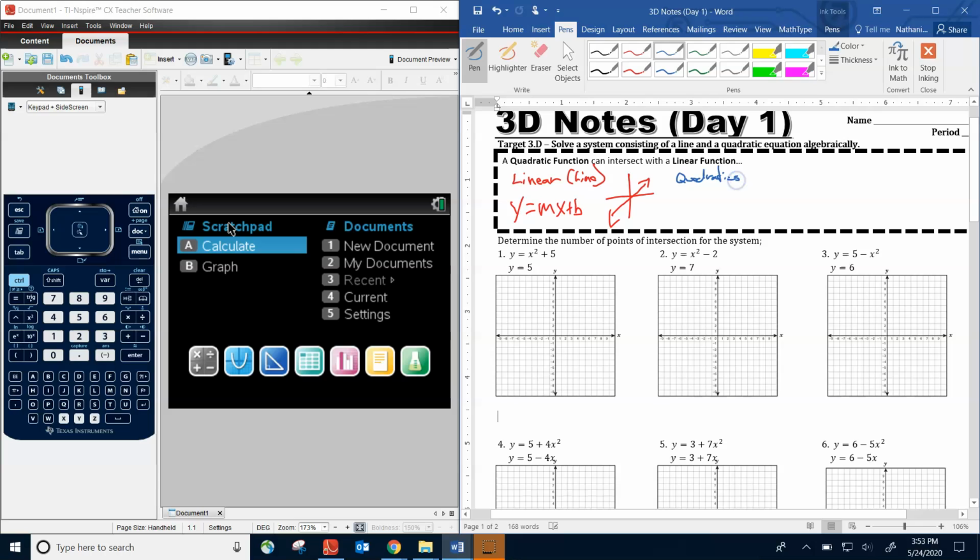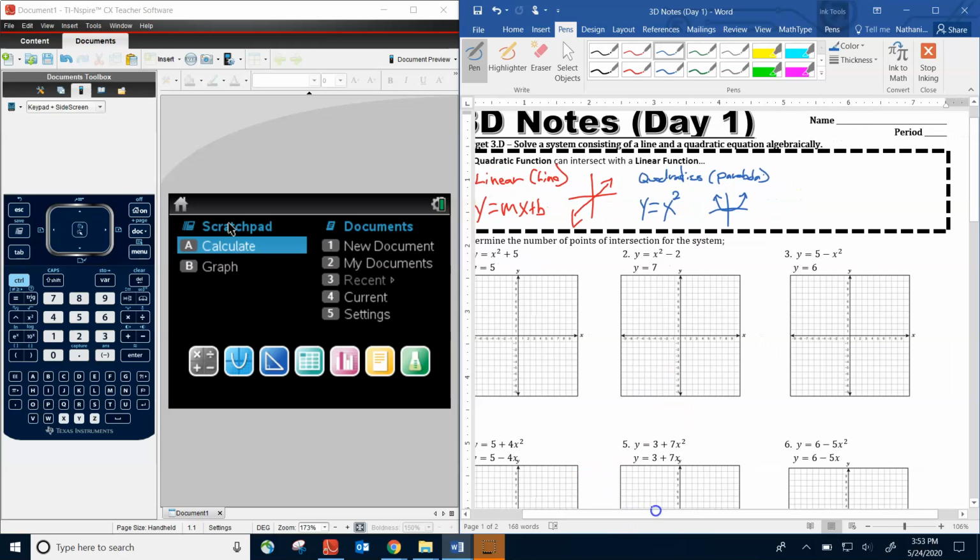Quadratics, also known as parabolas, usually have a U shape. They're usually y equals x squared. X to the power 2 is usually what makes a quadratic. It usually has a graph with a big U, or a parabola, on it.